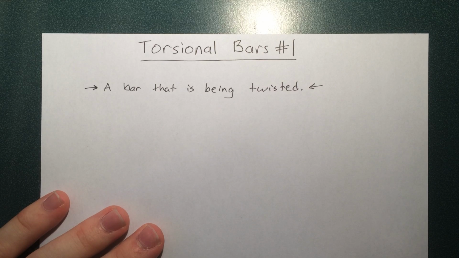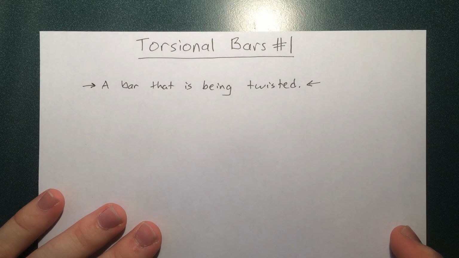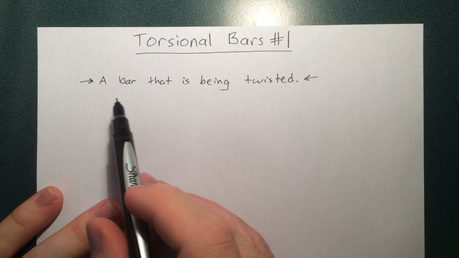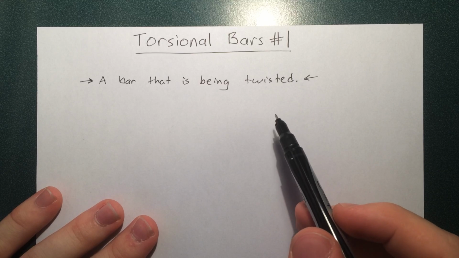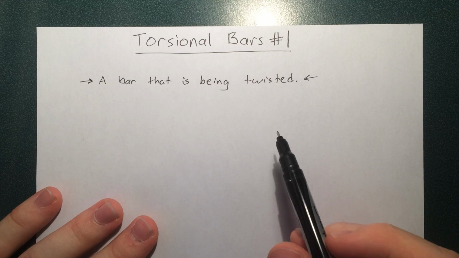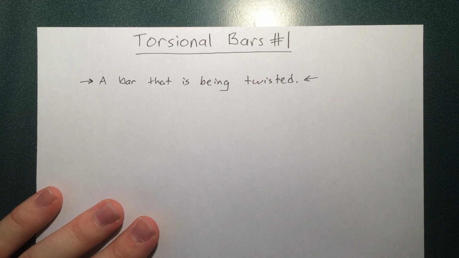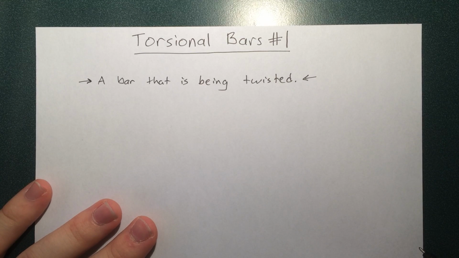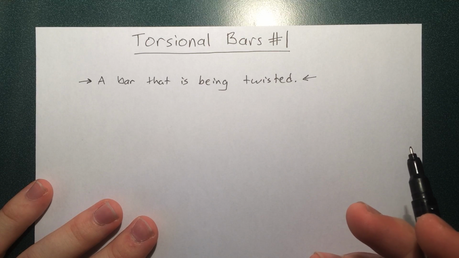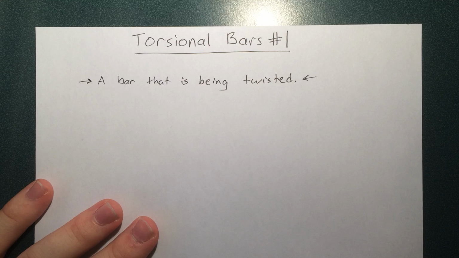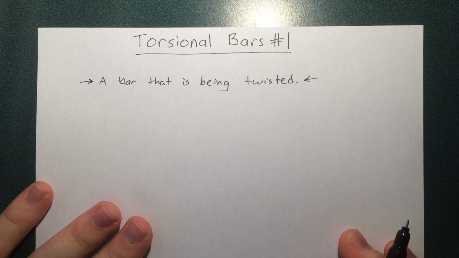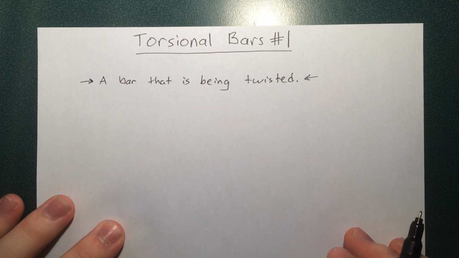Alright, just that simple. A bar that is being twisted. And I want to say straight off the bat that the mathematics and the way that we analyze torsional bars is nearly identical to the way that we analyze axial bars. So if you're comfortable with axial bars, you'll be comfortable with torsional bars as long as you realize that there are very striking similarities between the two. We just pretty well use different symbols and different units. So just like axial bars, there are lots of types of torsional bars.